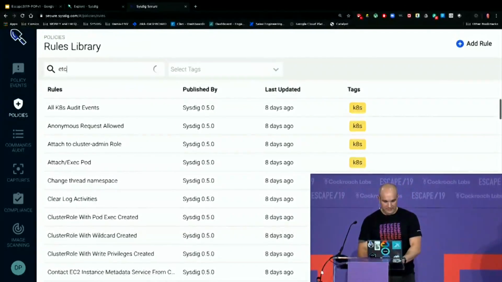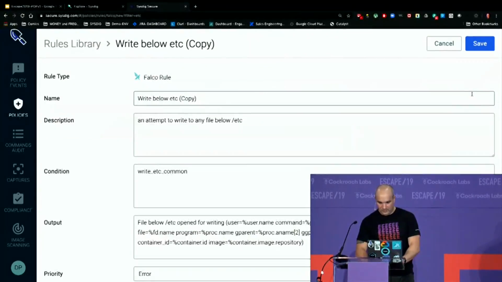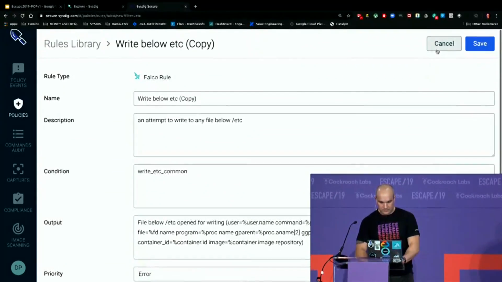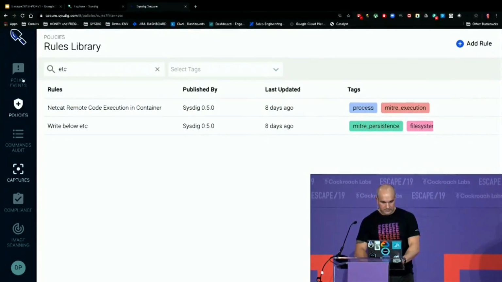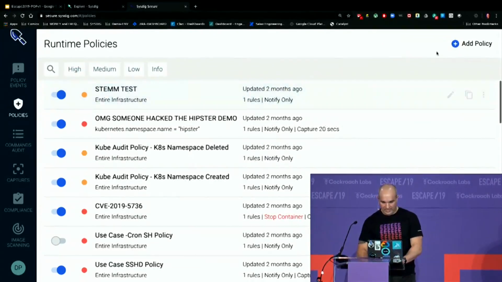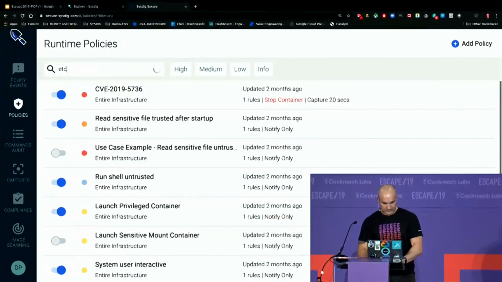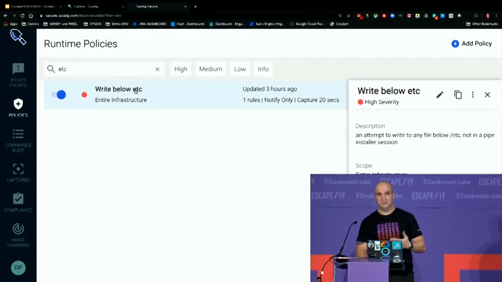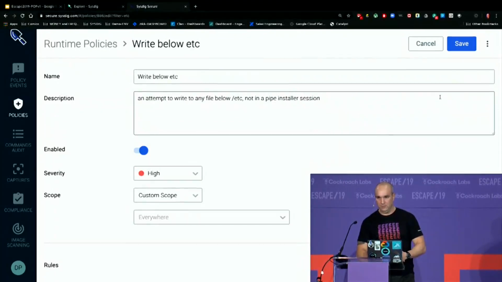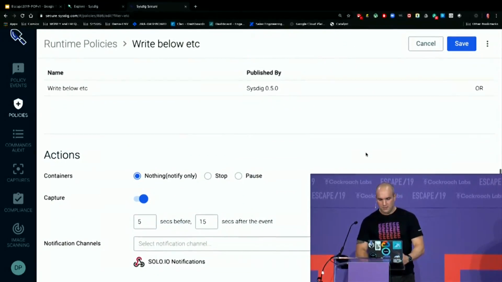So let's look at this etc. If anyone writes below etc, there's output being used here, and if I look at my library, my runtime policies, I can have it take an action of some sort. Rule etc here. All of these come out of the box with Sysdig, so you don't have to create these, and they are extensible.